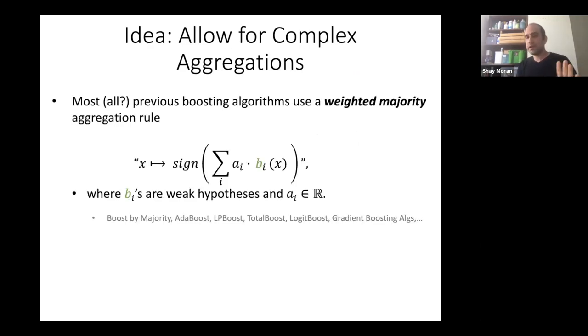Okay, so the main idea is to allow for complex aggregations. What do I mean by that? Most, or maybe almost all, previous boosting algorithms aggregate the weak hypotheses by a majority vote. For every instance, to determine its label, they just ask all the weak hypotheses they obtained, and choose the most popular label. Okay, so it's just a sign of a linear combination.